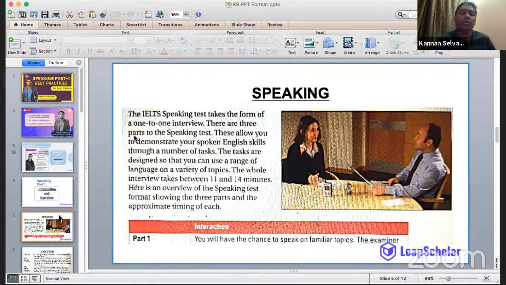So when you are introducing yourself anywhere to anyone, you are supposed to say, I am Kannan Selvaraj. Just for example, I am your first name and last name, which is there in the passport. You are supposed to tell it in this way. This is the IELTS format.